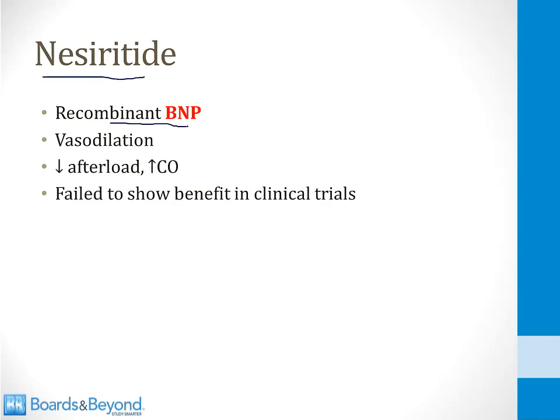There is a drug called nesiritide that's very rarely used, but it is a recombinant version of BNP. It was thought to be beneficial because it would lead to vasodilation, it would lower the afterload, and potentially increase the cardiac output. Unfortunately, it's an expensive drug. It has to be given in the hospital intravenously, and in large clinical trials, it was shown to have no real benefit. So this is now reserved for rare usages in patients who don't respond to other therapies.